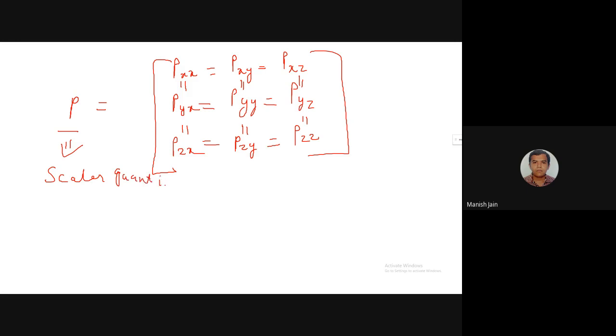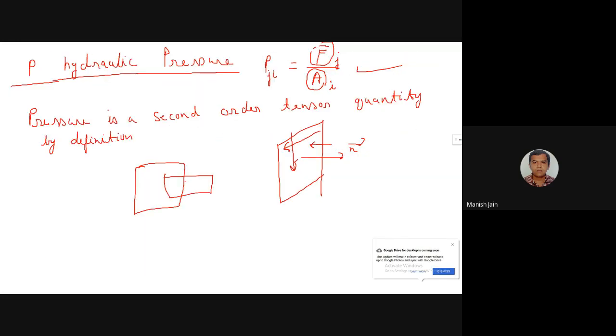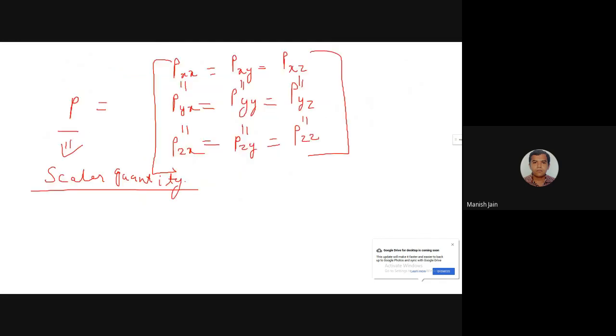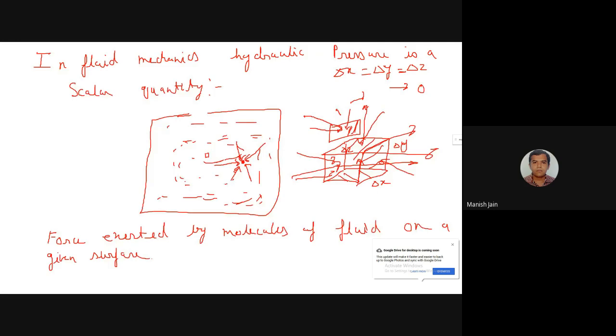Now you understand why the hydraulic pressure is a scalar quantity, although by definition it is a second order tensor. Because the forces are equal in all directions, and the forces exerted at each surface are also equal, all components in the second order tensor are equal, and that results in a scalar quantity. This is the definition of pressure.